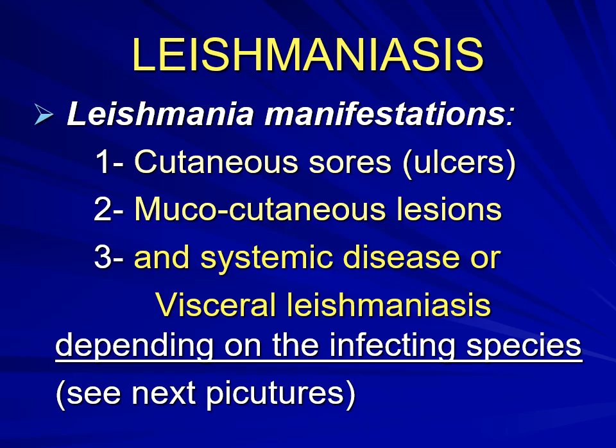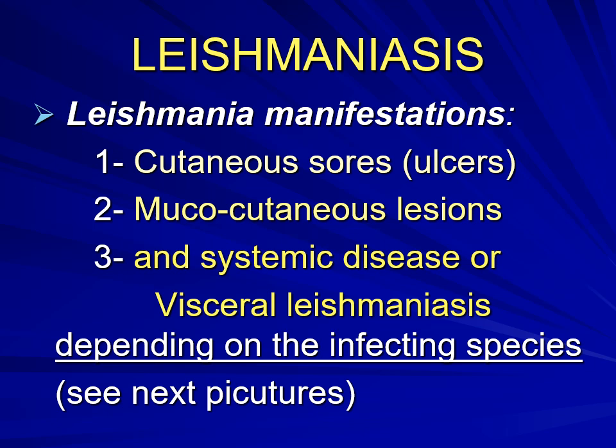Now, leishmaniasis. The disease is divided into three parts. We can have first cutaneous sores or ulcers. This is disease limited to the skin only. It produces ulcers on the surface of the skin and usually on the exposed areas like the face and the hands mostly, and over the ears as well, of course.